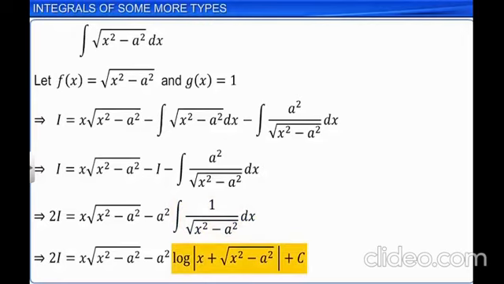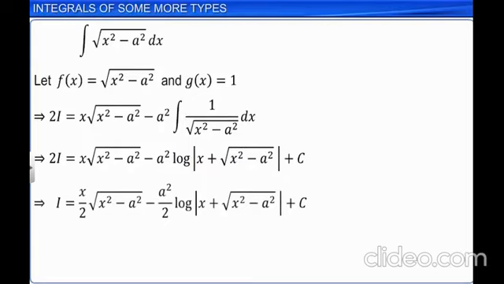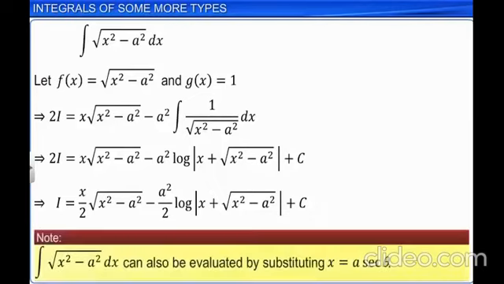Lastly, we divide both the sides of the expression by 2, which gives I is equal to x upon 2 into square root of x square minus a square minus a square upon 2 into log mod of x plus square root of x square minus a square plus the constant c. The integral of square root of x square minus a square dx can be evaluated by substituting x as a secant theta.